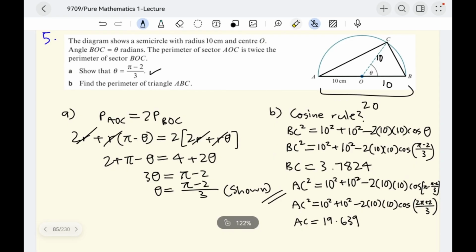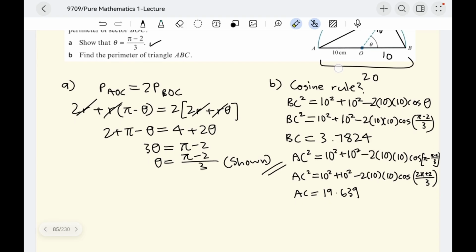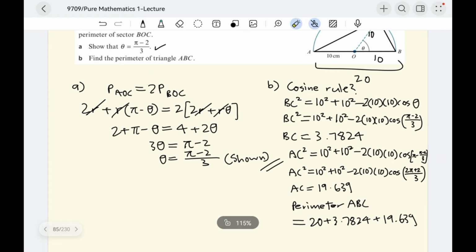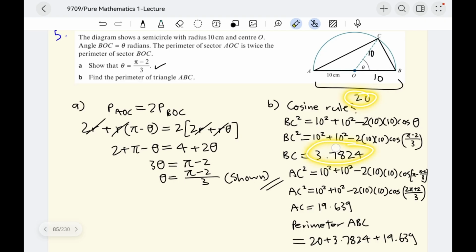As you can see, the length AC is almost the same as AB, because they are both long enough. So now it's time for us to find the perimeter of the triangle ABC. Wow, finally, we're almost there. To find the perimeter of ABC, just sum these three lengths, which is 20 plus 3.7824 plus 19.639.